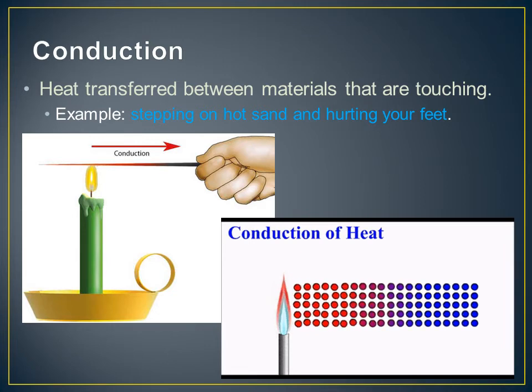Next is conduction. This is heat transferred between materials that are touching. So these two objects have to be touching for the heat to transfer. My example is like stepping on hot sand and hurting your feet. I'm sure we've all gone to the beach and we're excited and we take off our shoes and we begin walking on the sand. Yay, I can't wait to get to the beach. And then you realize, oh my goodness, my feet are really hot because the sand is really hot. Let's get to the shade. So that's a form of conduction, when you burn your feet at the beach on the sand. Two materials that are touching.